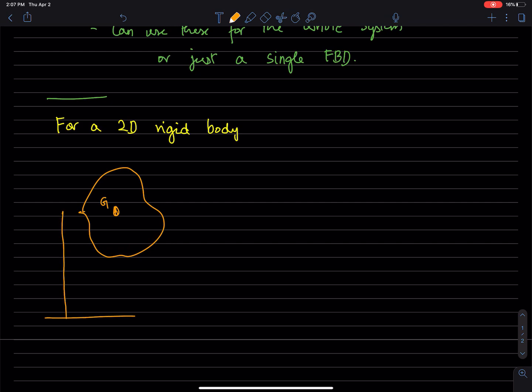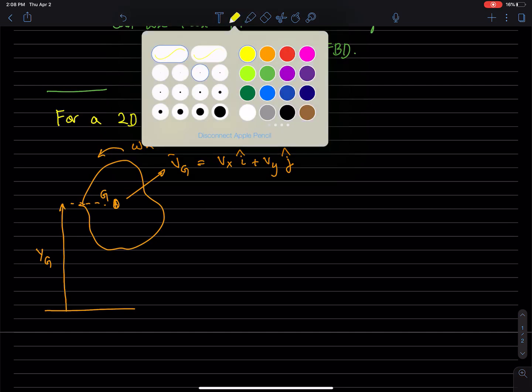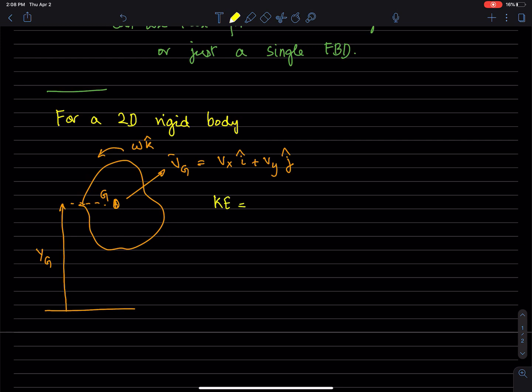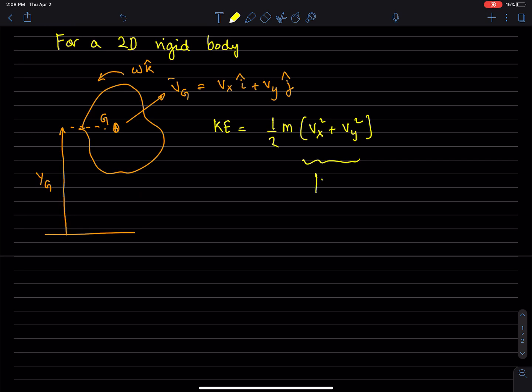It's got some vertical position yG, and it's got some velocity vG, which could be, let's say, vx i plus vy j. Maybe it's got some angular velocity omega k. If you had such a 2D rigid body, it turns out that the kinetic energy of a rigid body is given by half mass of the rigid body times vx squared plus vy squared. Basically, more generally, it's just the absolute value of vG squared.